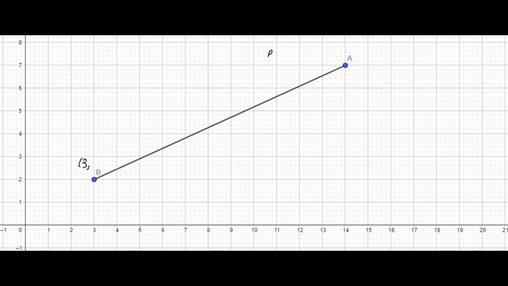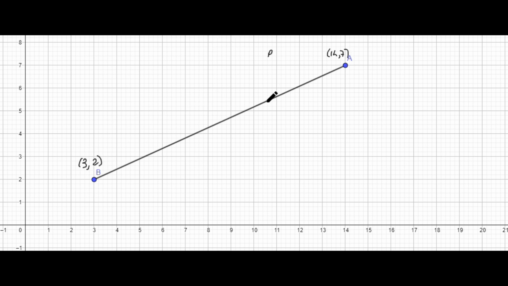So the coordinates of B is 3, 2, and the coordinates of A, it is meeting the x-axis at the point 14 and the y-axis at the point 7. So the coordinates of A are 14, 7. So all we have to do is just to find the coordinates of the point P. We know the section formula. Let's put in the coordinates of A and B there and let's find out our answer.